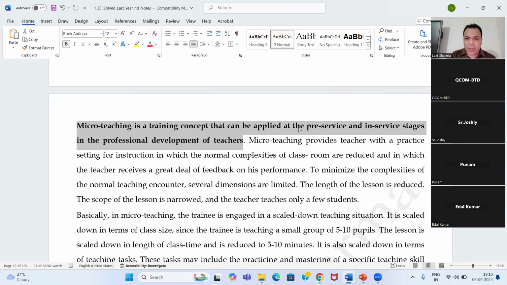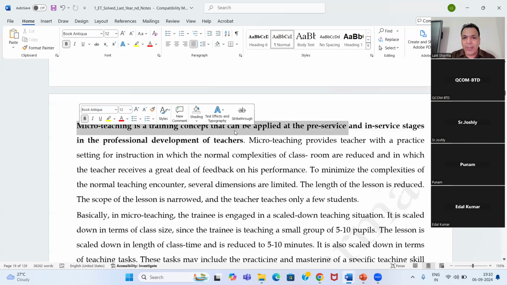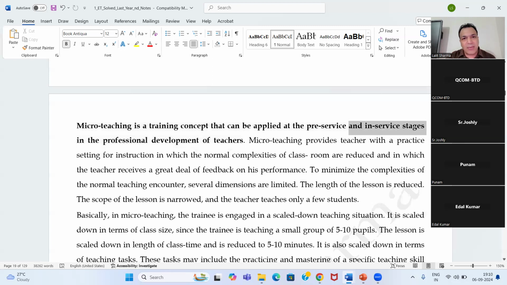So micro teaching is for the pre-service teacher. But here you will ask, sir, why is it written for the in-service teacher? Because they have done the B.Ed or M.Ed. Sometimes for teachers also, there is a need of a refresher course, a professional course. Because what is teaching? Teaching is a skill, and skill fades with time if we don't practice every day.